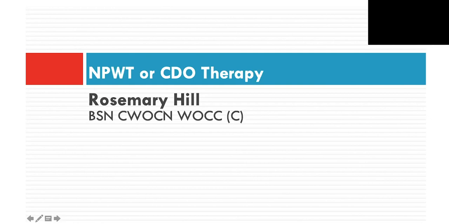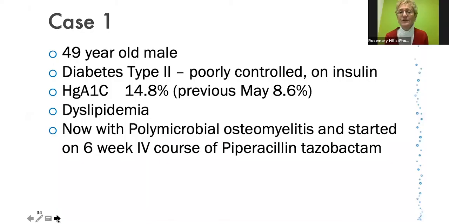For the sake of time, we'll move through this case fairly quickly, but this was my first experience with continuous diffusion of oxygen. It was a 49-year-old gentleman who had type 2 diabetes and not a very good hemoglobin A1C, as you can see. And he presented with osteomyelitis, and we had him on IV piperacillin. Next slide.